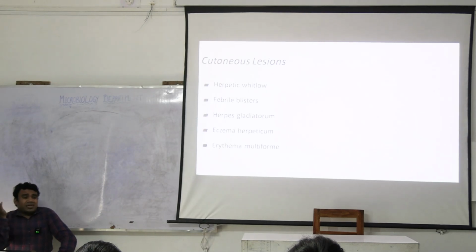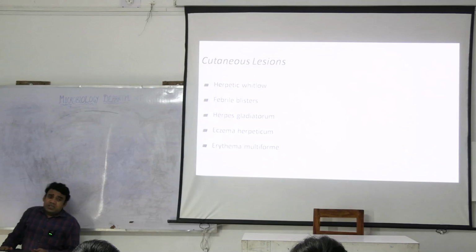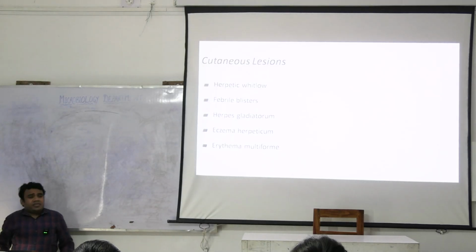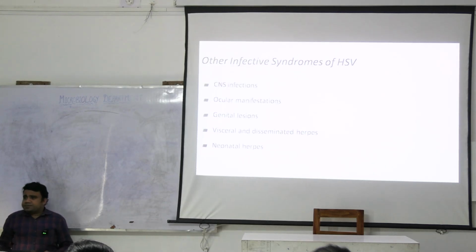Similarly, these lesions can also spread by skin to skin contact. And this was seen in ancient times when people used to wrestle. Most of the body was exposed during wrestling, and when there was skin to skin contact, this lesion used to spread from one wrestler to the other wrestler. This was called herpes gladiatorum. Similarly, other manifestations can be like that of eczema herpeticum, where the lesions resemble that of eczema or erythema multiforme. That means the lesions are no longer vesicular but more erythematous.